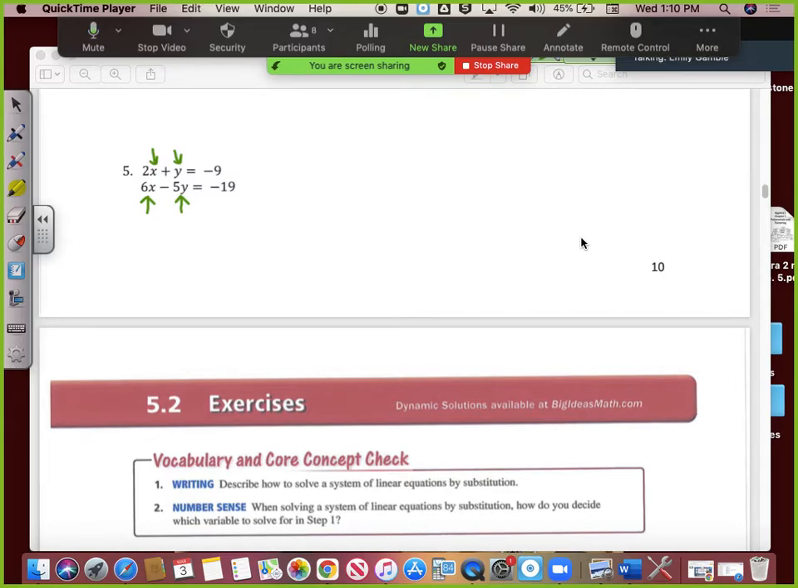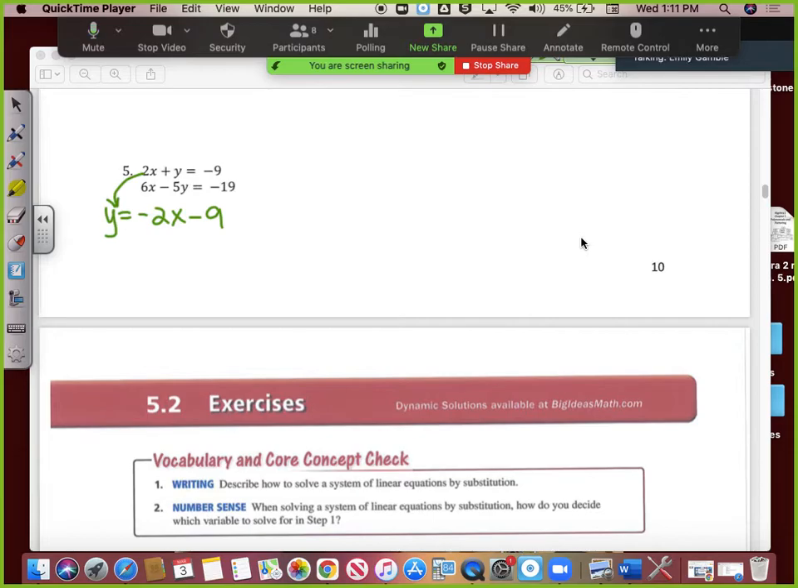Which one is the easiest to solve for? Morgan? The y in the top. Yes. This y in the top equation is the easiest to solve for because it's just one y. All you have to do is move the 2x to the other side, and you have y is equal to negative 2x minus 9. I didn't show the work here, but I just subtracted 2x from both sides, and I got y equals negative 2x minus 9. That's the same thing as this equation right here. I just moved the 2x to the other side by subtracting it.